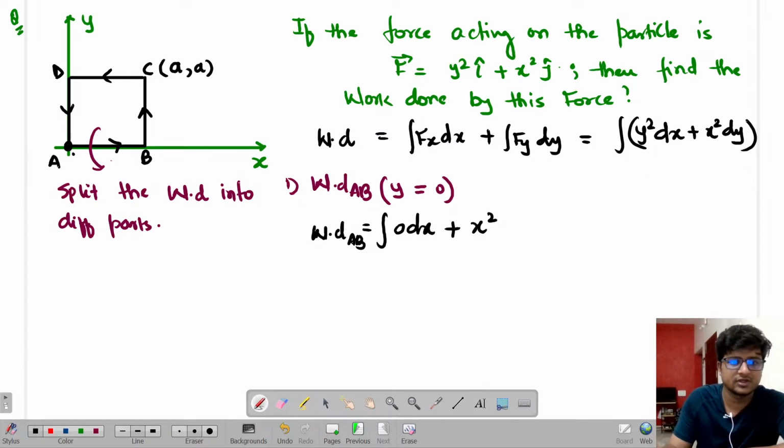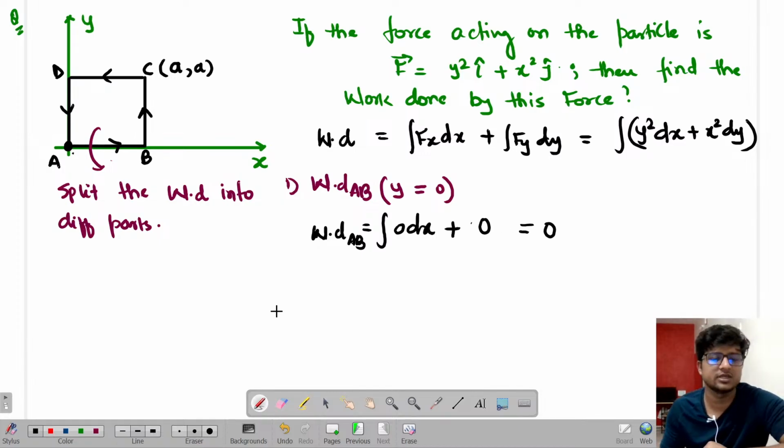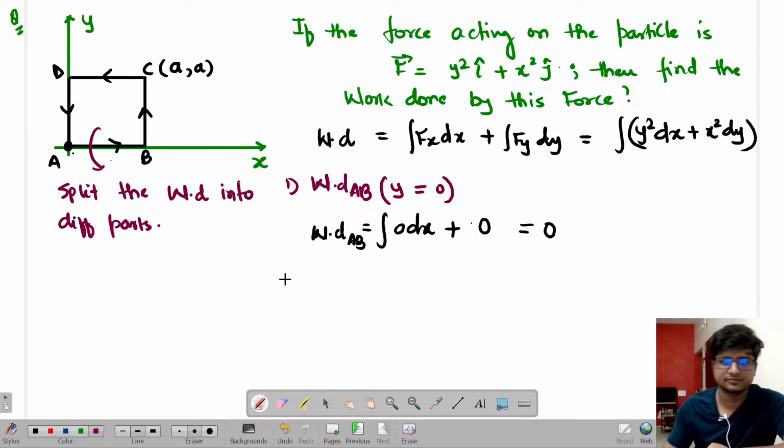From here to here, what is the variation of y? Is y going anywhere over here? No, it's only varying along the x-axis on this particular line AB. So since there is no variation, this whole term I will write as 0. So the net work done along AB by this force is 0. Is that clear or not clear? Okay, does it make sense?